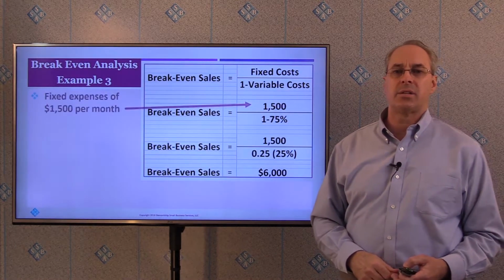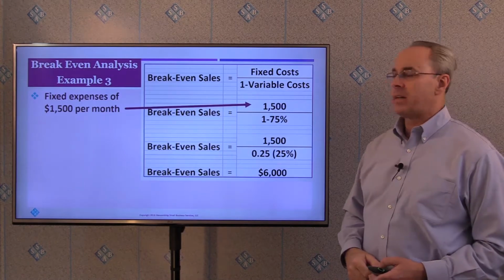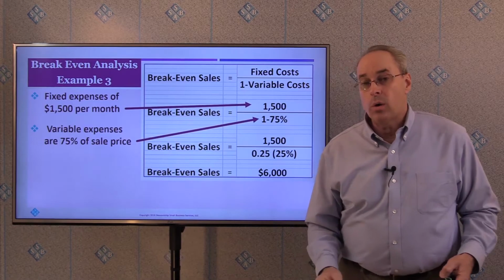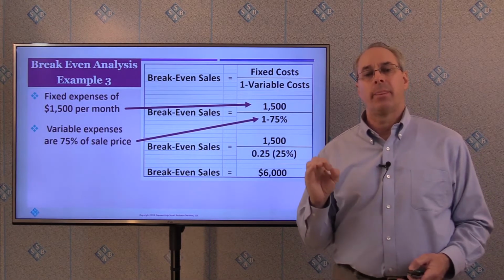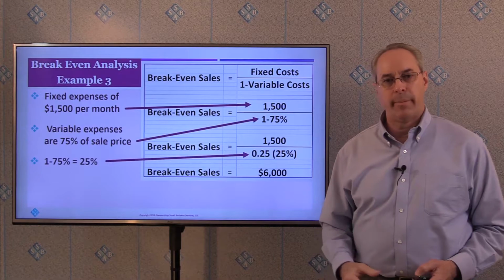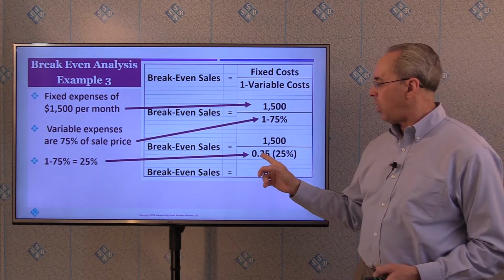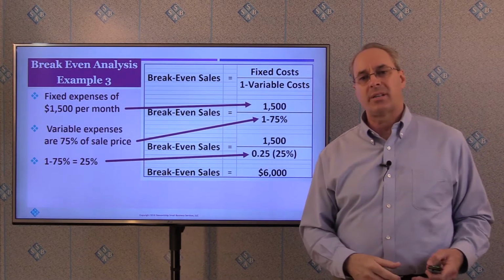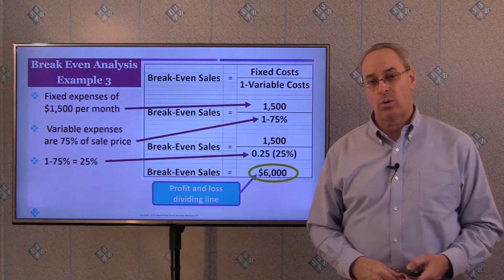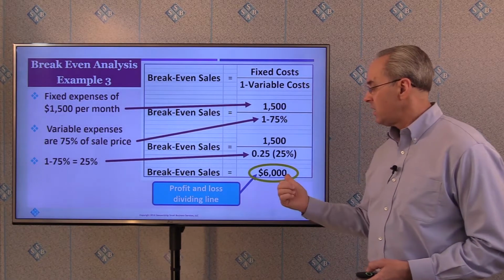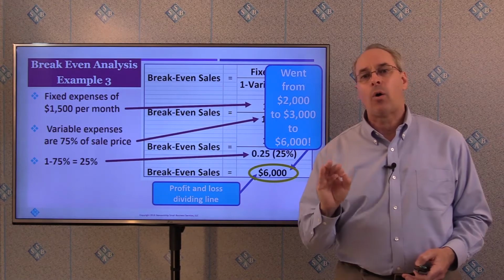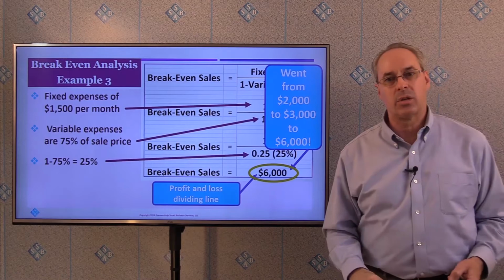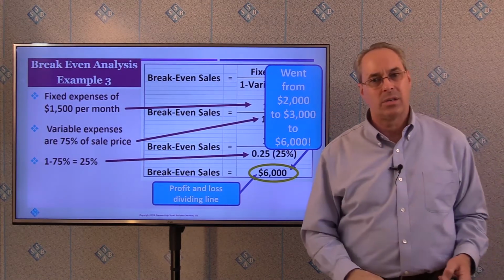Now, let's look at the next example. Still fixed expenses of $1,500 a month. Variable expenses now are 75% of the sales price. We do the math. 1 minus 75% is 25%, or 0.25 expressed as a decimal. Now look at our dividing line for profit and loss. $6,000. Our break-even went from $2,000 to $3,000 to $6,000. So you've got to do triple the sales.